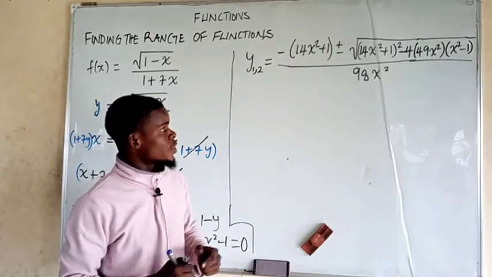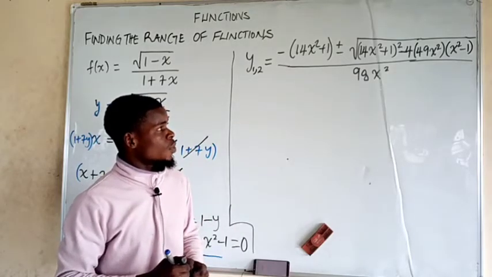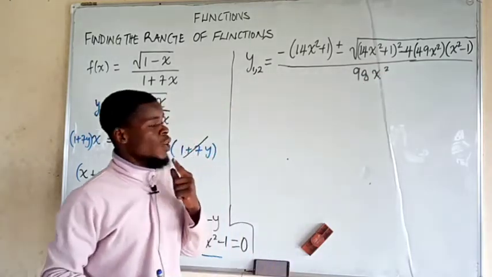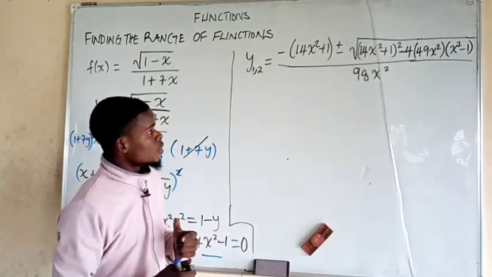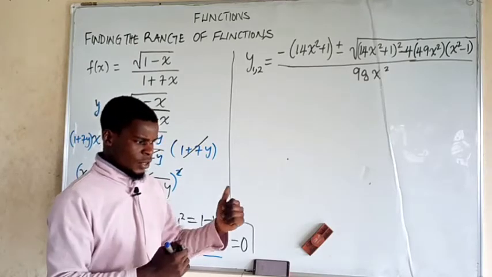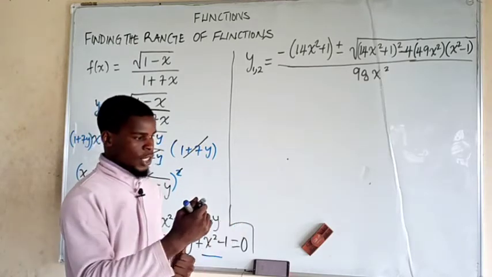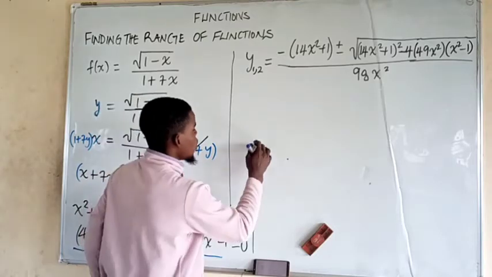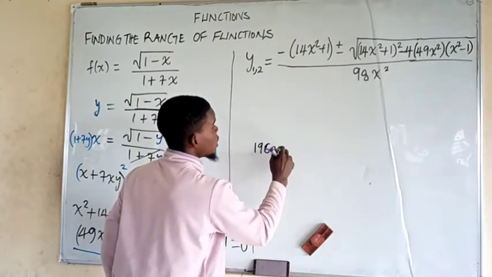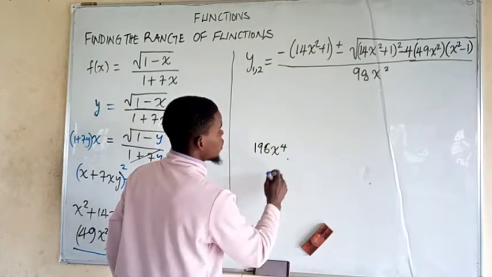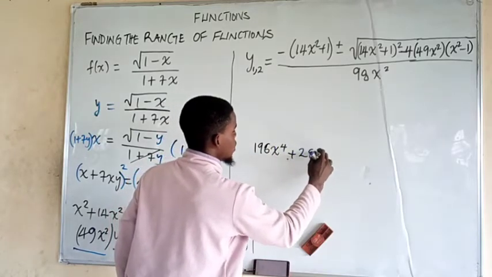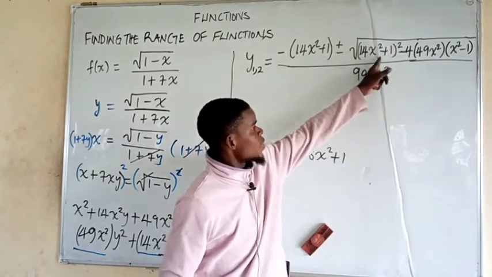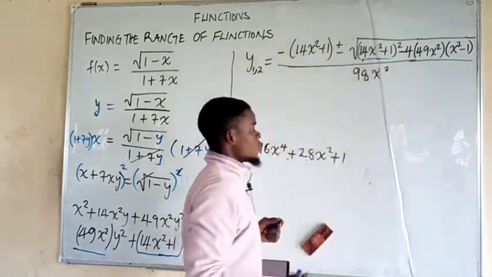We know we have some squares over there. We need to expand it and see what we can do from there. So, by the expansion of 14x squared plus 1 raised to power 2, you can write that twice and multiply them. That is 14x squared plus 1 times 14x squared plus 1. When you do that, it will give us 196x to the 4th power plus 28x to the 2nd power plus 1. That is just by expanding this term here under the square root sign.